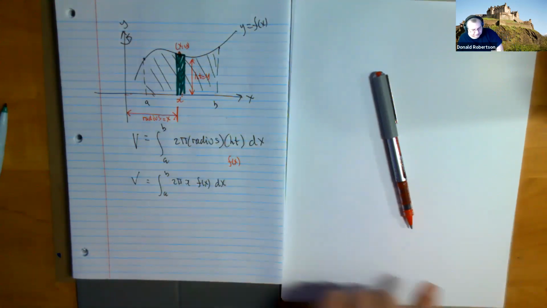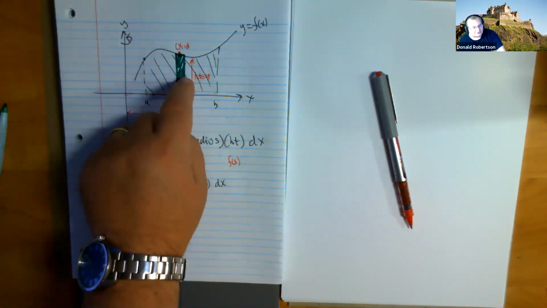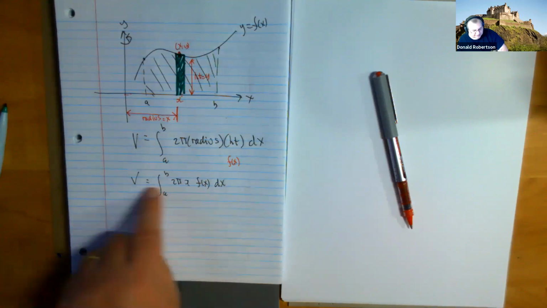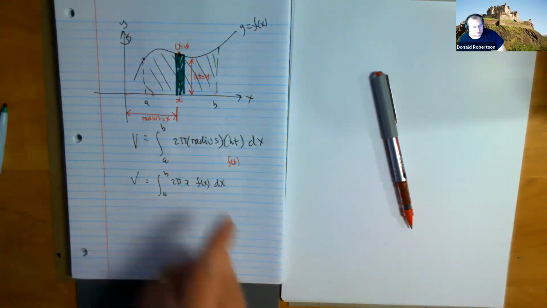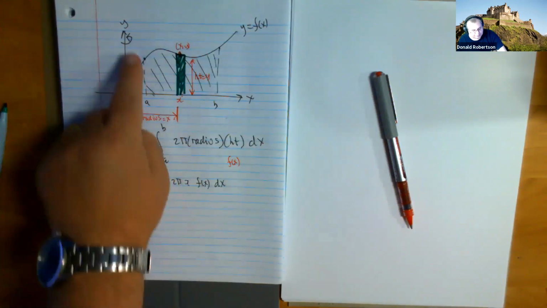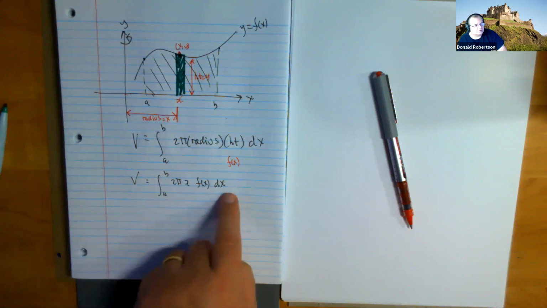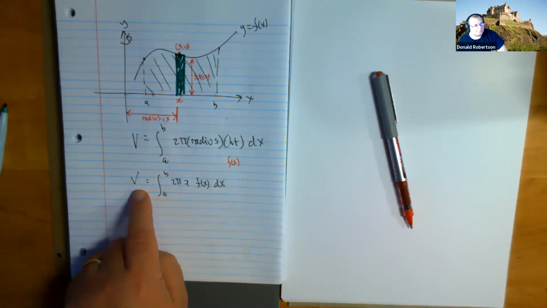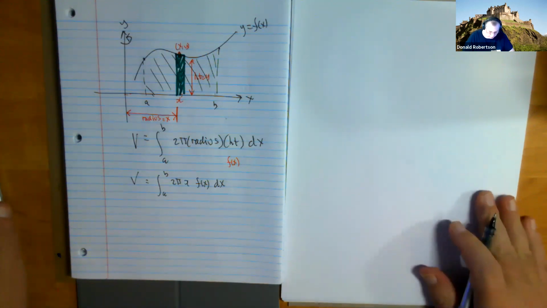So provided you're rotating about the y-axis and it's a single function, that's the formula that will get you the volume. So a single curve being rotated about the y-axis, this is the formula that will get you. Right. Now, if you start moving things around, then all bets are off.